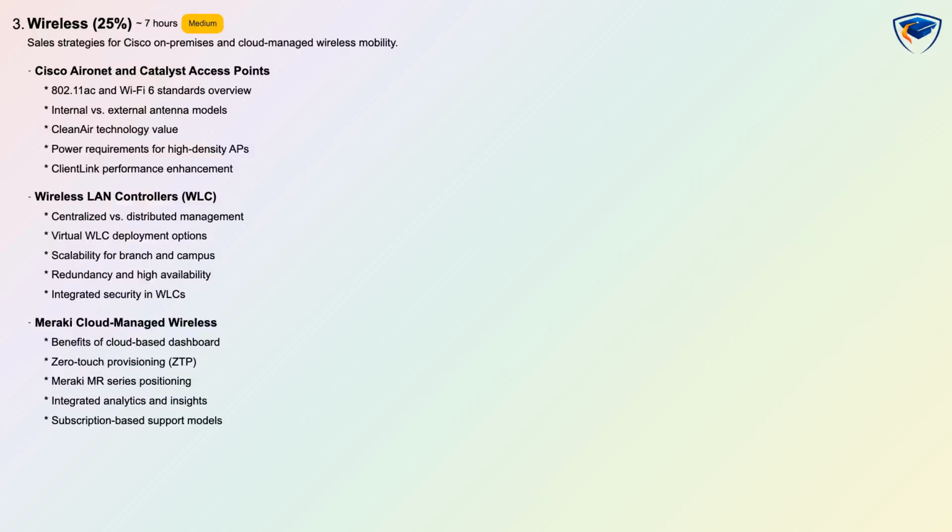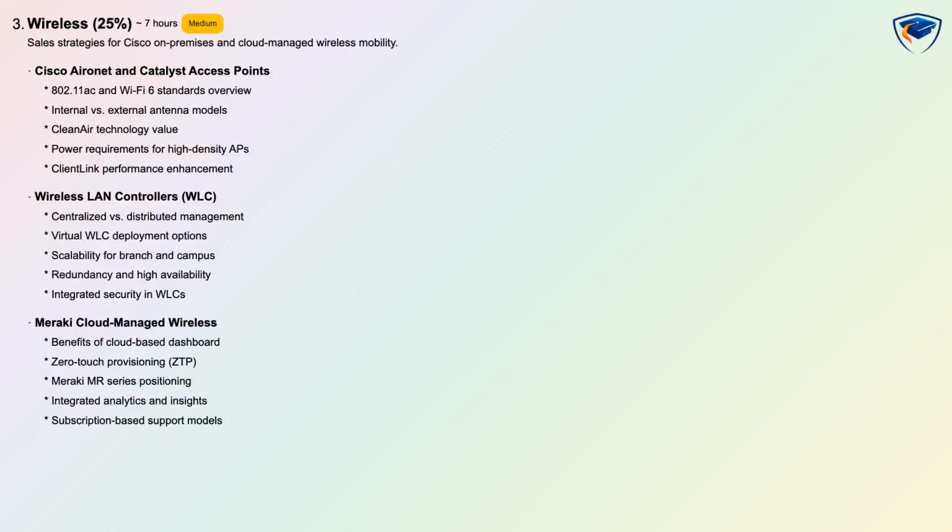Wireless is 25% of the exam and concentrates on sales strategies for on-premises and cloud-managed wireless mobility, with medium difficulty and about 7 hours of study recommended. You will learn the Cisco Aironet and Catalyst access point portfolio, the basics of 802.11ac and Wi-Fi 6, antenna choices, CleanAir value, power requirements for high-density deployments, and client link performance enhancements.